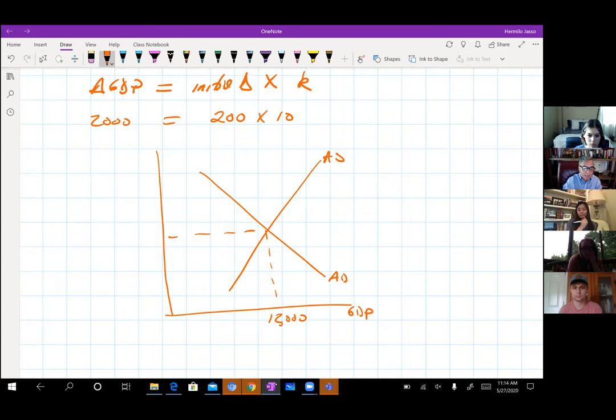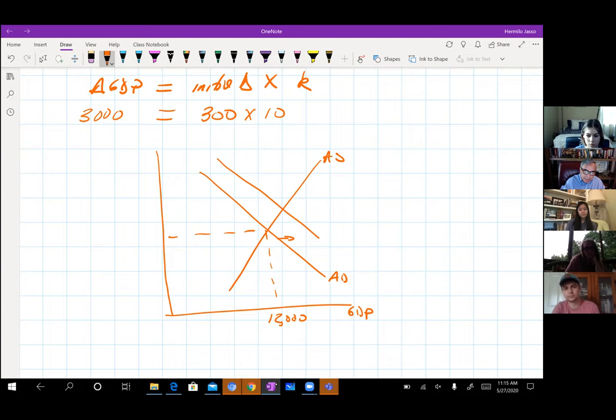Now, let's go right here. The government invests 300. We have an MPC of 0.9. So how much is the multiplier? If the MPC is 0.9, the multiplier is 10, right? So it'll be 300 times 10 equals 3,000. So then the initial change, when the government increased government purchases by 300, it went up by 300.